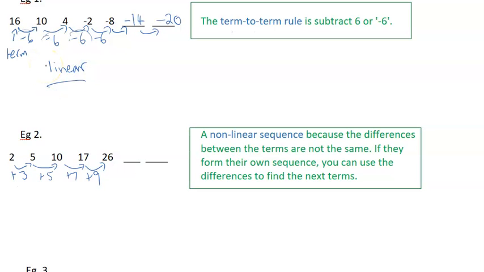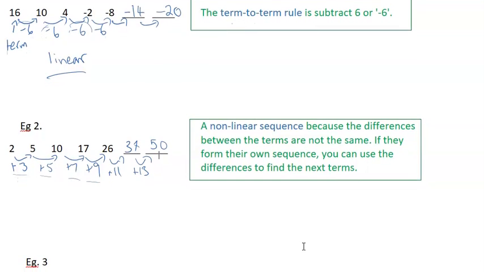In this case, it's non-linear because the differences are not the same, but we can still figure out what the next jumps are because there is a pattern still in the way the jumps are changing. So they're going up an extra 2 every time. So that's going to be +11 and that's going to be +13. So we know that's going to be 37 and 50. Okay, so 37 and 50, and we can find other terms along the way.